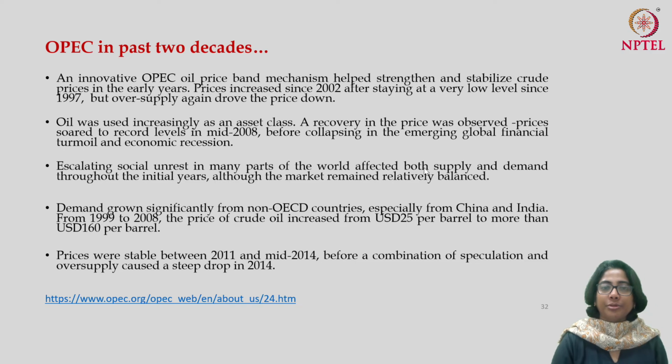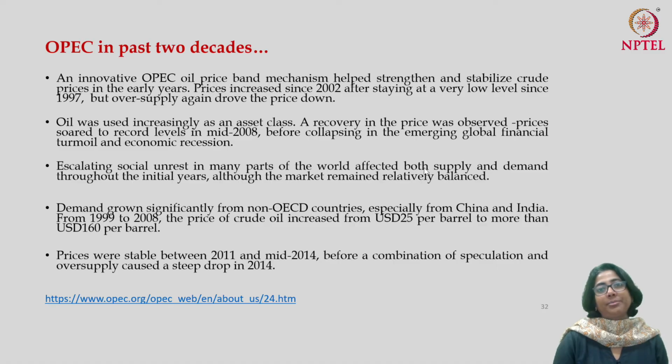Anyway, if you look at the past 2 decades, that is from 2000 onward, OPEC really worked on the front of price fixing. So the era of posted price was gone. They initiated an innovative scheme, which was the band mechanism, and that helped strengthen and stabilize the crude oil price in the early years of the 2000s. And the impact was immediately seen. Since 2002, the price started rising after remaining very low during the post economic recession period, that is post 1997. So after 1997, the first true increase was observed in 2002.